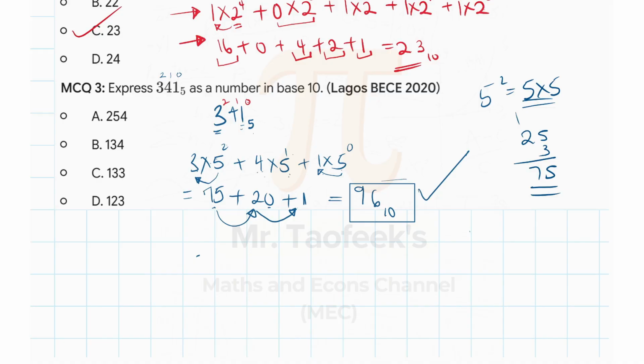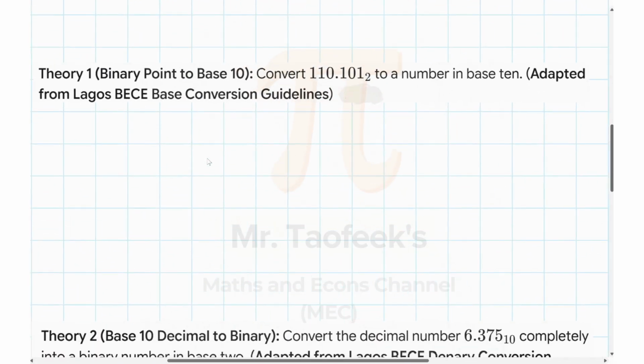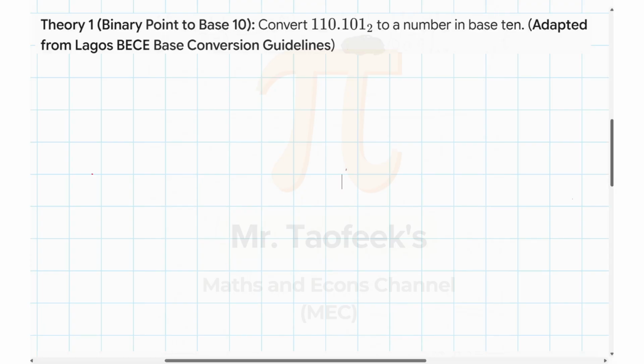Okay. All right. Without further ado, let's go straight on to the theory questions. This is a binary question. The question says convert 110.101 base 2 to a number in base 10, and this is our first theory question. So what do we do with this question? Some of you might be familiar with how to do it, some of you might not. So let's do it together.